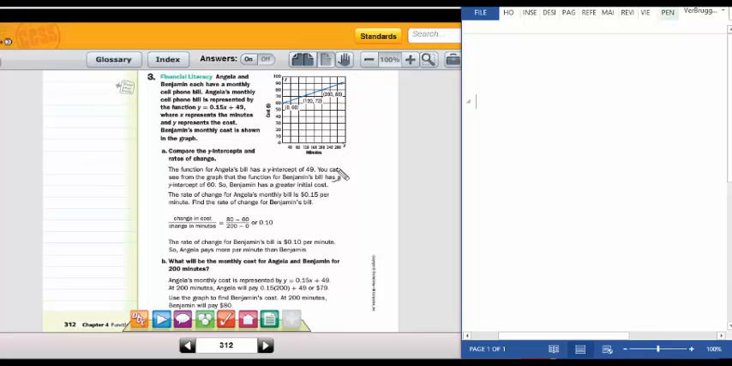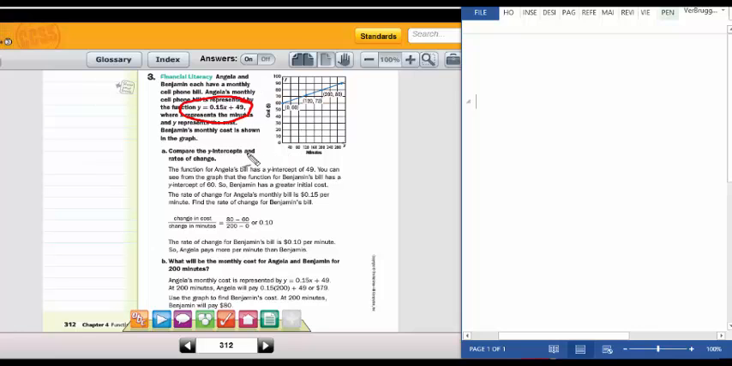Angela and Benjamin each have a monthly cell phone bill. Angela's monthly cell phone bill is represented by the function y equals 0.15x plus 49, where x represents the minutes and y represents the cost. Benjamin's monthly cost is shown in the graph. So first of all, let's take a look at what this means. Basically what this means is that Angela is paying 15 cents per minute, and she's paying a flat fee up front of $49 each month.